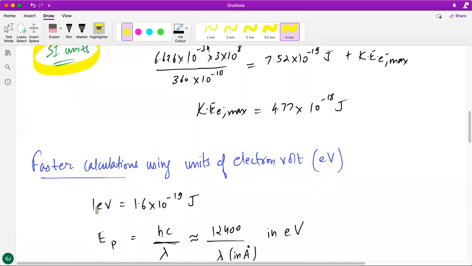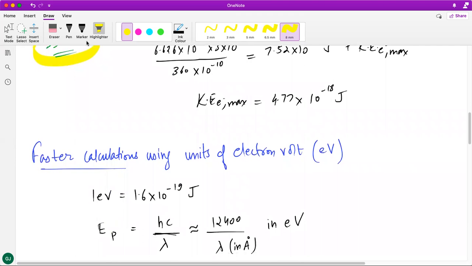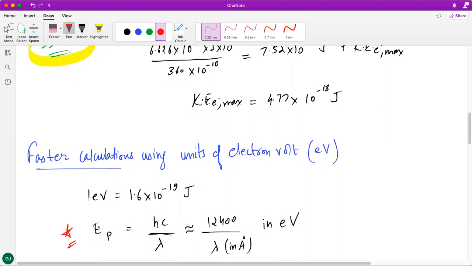Assuming that you do remember the interconversion of electron volt into joules, 1 eV was equal to 1.6 into 10 raised to the power of minus 19 joules. This is what helps you simplify a lot of your calculations. You can simplify the energy of photon, which we write as hc by lambda, after substituting everything in SI units. You can just use this formula to write the energy of photon as 12400 upon wavelength in angstrom, and this will provide you the energy of photon in the units of eV.